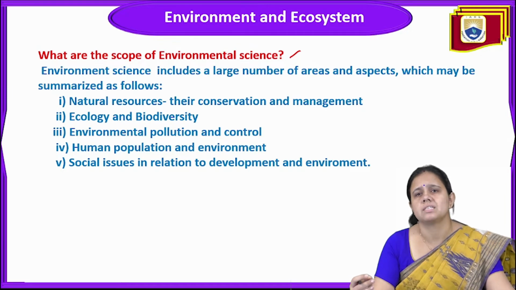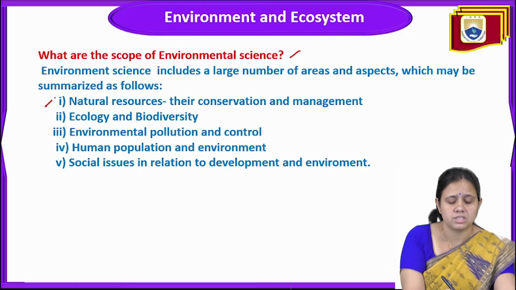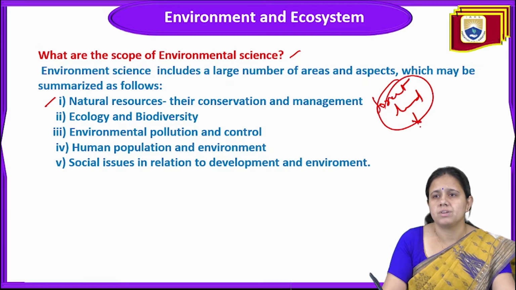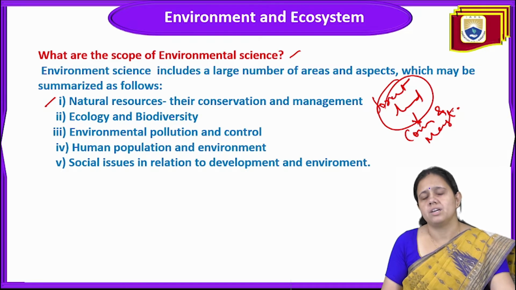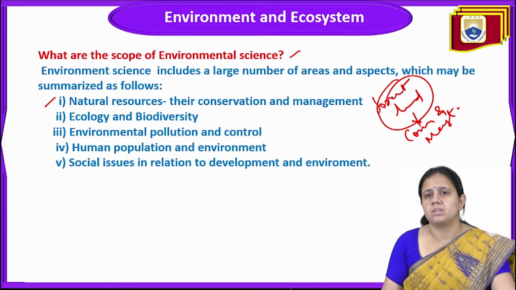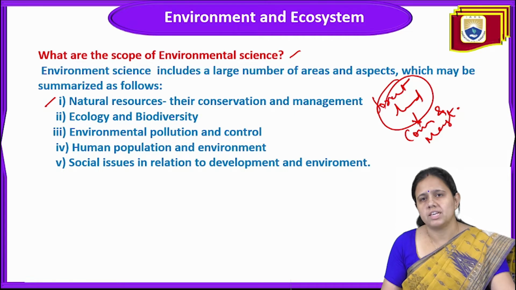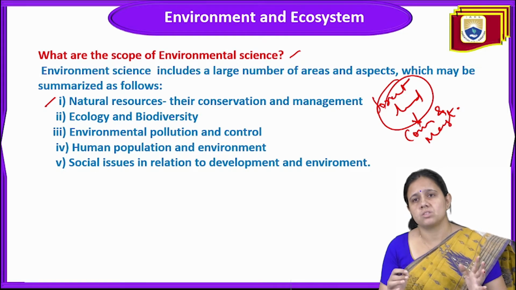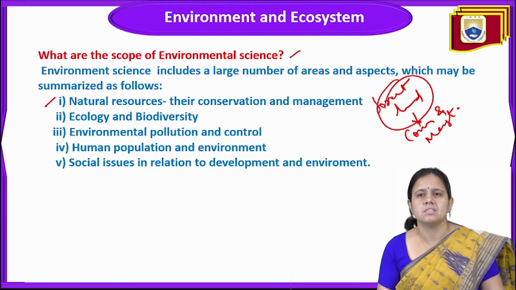Environmental science is the study of natural resources, meaning forests and forest land, and we will study the conservation and management of these things, management of land and forest that is already available on the earth. Next is ecology and biodiversity. Ecology and biodiversity go together. We can say that all fields of environmental science are the basic scope of this subject, and this includes a very large area and many aspects.